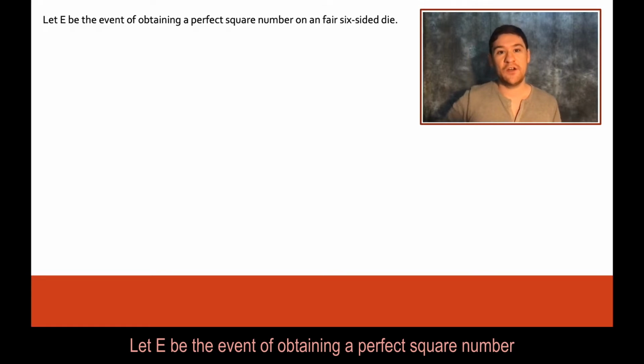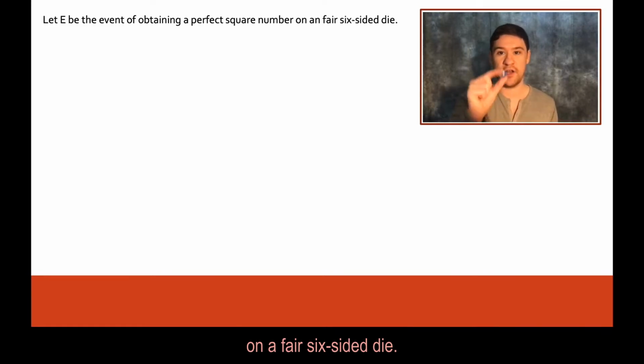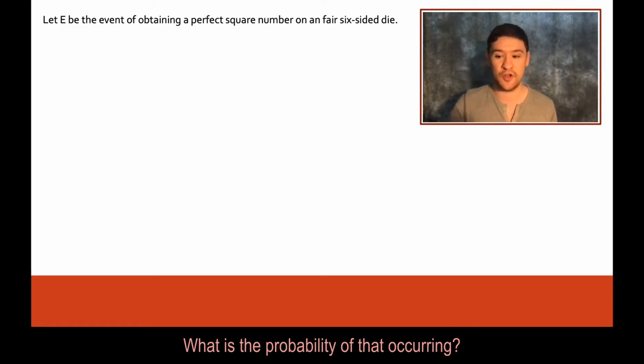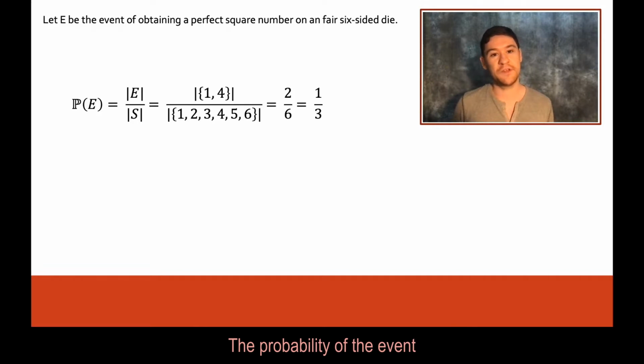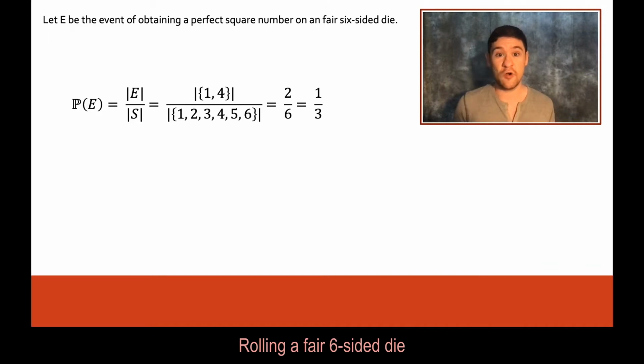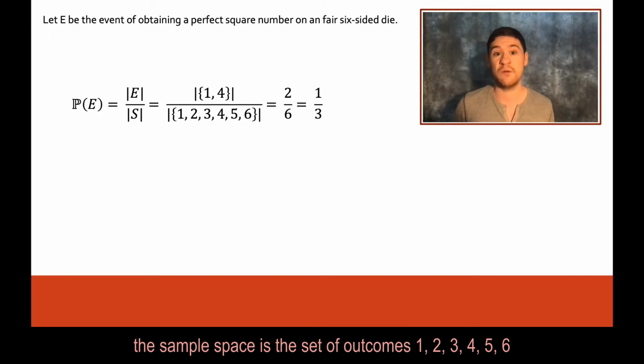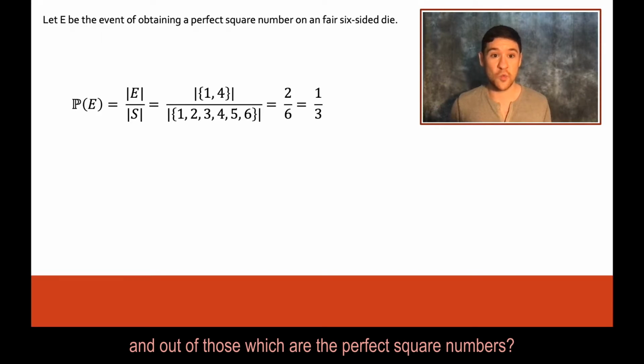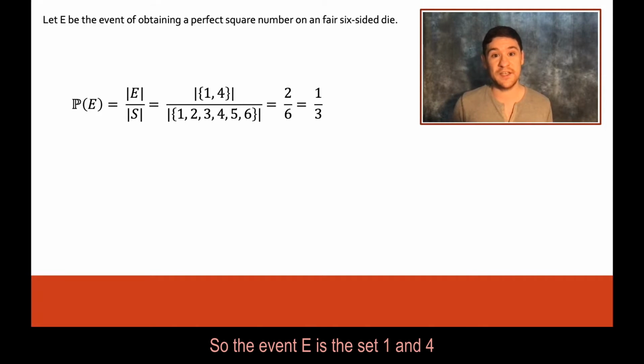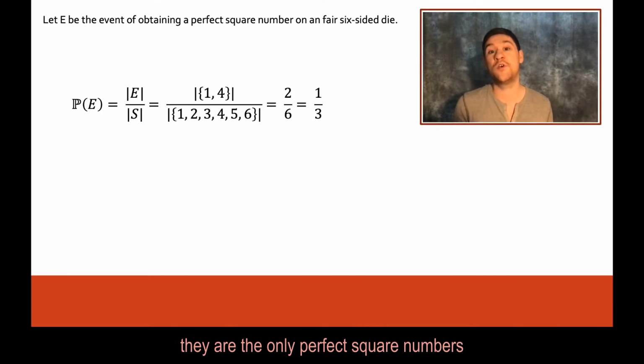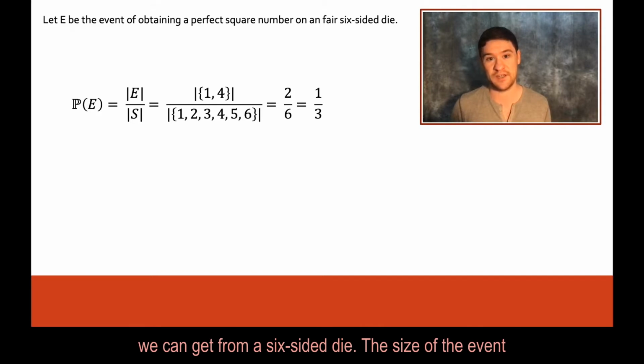Let E be the event of obtaining a perfect square number on a fair six-sided die. What is the probability of that occurring? So the probability of the event E is the size of the event E divided by the size of the sample space. Rolling a fair six-sided die, the sample space is the set of outcomes 1, 2, 3, 4, 5, 6. And out of those, which are the perfect square numbers? So the event E is the set 1 and 4. They're the only perfect square numbers we can get from a six-sided die.